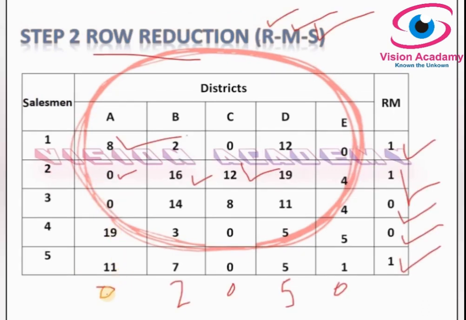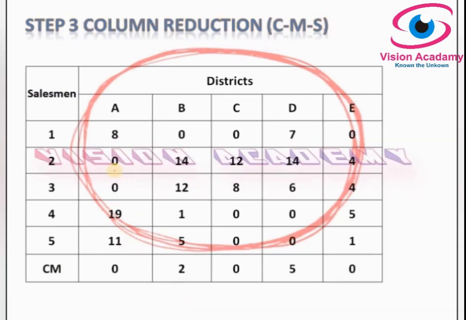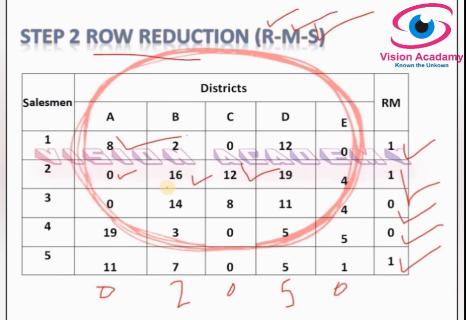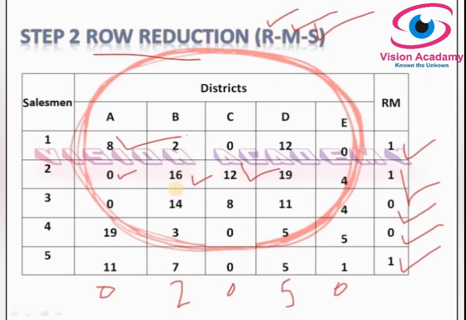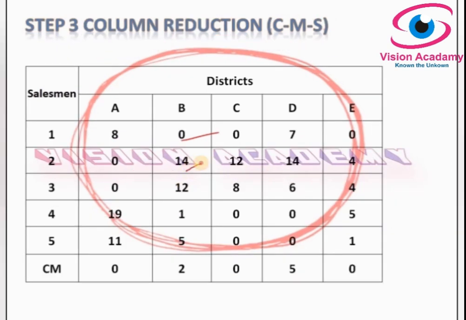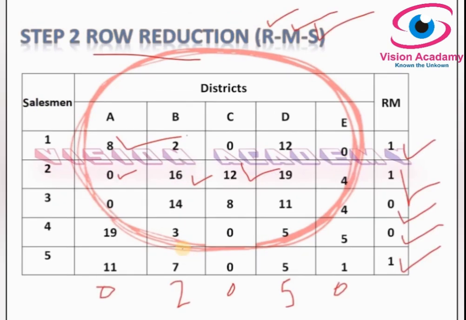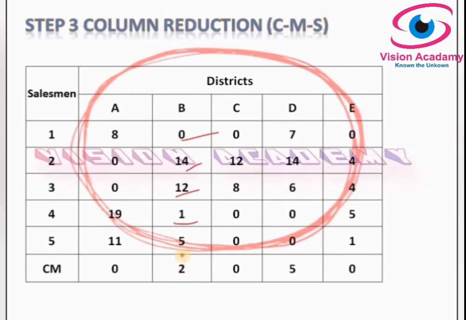So look at here, when the value is 0, you don't need to subtract, so you can take it directly, as I said already. So 8, 0, 0, 19, 11. Second column, 2 is the minimum, so 2 minus 2 would be 0, and 16 minus 2 would be 14, and 14 minus 2 would be 12. So 3 minus 2 would be 1, and 7 minus 2, it is 5.